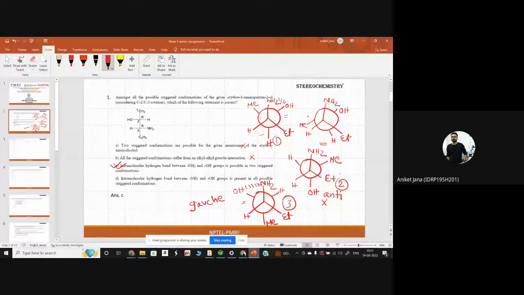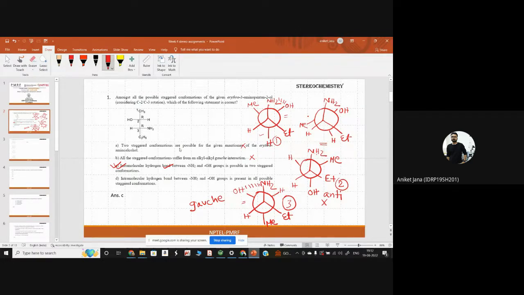Only in the two gauche conformers, where NH2 and the OH group are near to each other in close proximity, only there is intramolecular hydrogen bonding possible. So option C is the right one.